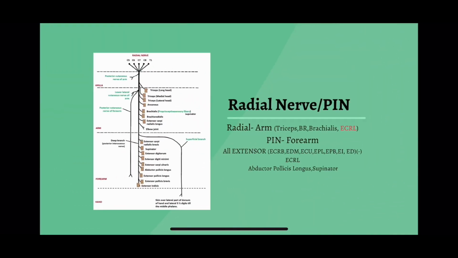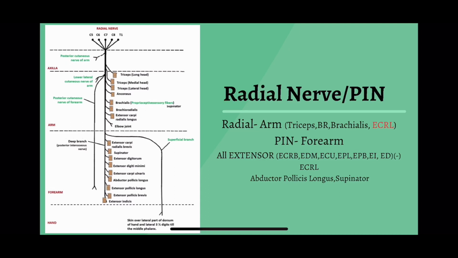Coming to the radial nerve, it's pretty simple. It supplies all the muscles of the arm, be it triceps or brachioradialis, extensor carpi radialis longus, and the forearm. In the forearm extensor compartment, the important thing to remember is that the radial nerve gives out the PIN, the posterior interosseous nerve branch, and that will supply the extensor group of muscles. Only the extensor carpi radialis longus, ECRL, is supplied directly by the radial nerve above the elbow joint, and the rest of all extensors are supplied by the PIN.